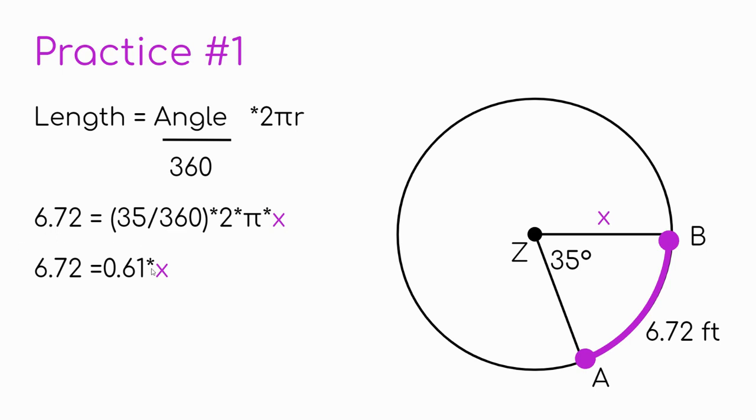To get rid of multiplying, we're going to divide. So we're going to divide both sides by 0.61. So I got 6.72 divided by 0.61, and I'm going to round that. I got 11.01639. I'm going to round that to 11 feet. The radius is 11 feet. So I've laid that one out.